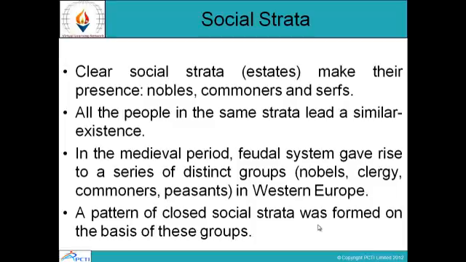Social strata. Clear social strata, or estates, make their presence: nobles, commoners, and serfs. All the people in the same strata lead a similar existence, and in the medieval period, the feudal system gave rise to a series of distinct groups: nobles, clergy, commoners, peasants in Western Europe. A pattern of closed social strata was formed on the basis of these groups. So the roles are performed by different individuals, and different roles are assigned to them according to their social strata and their social standing.